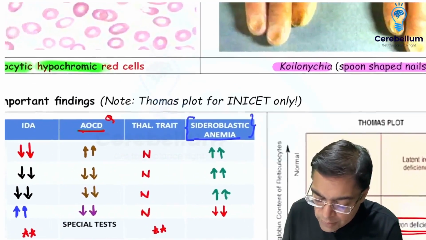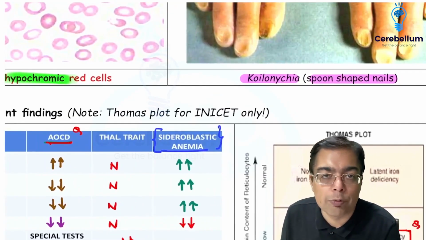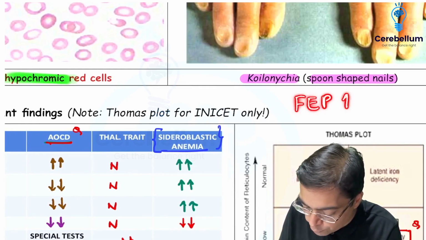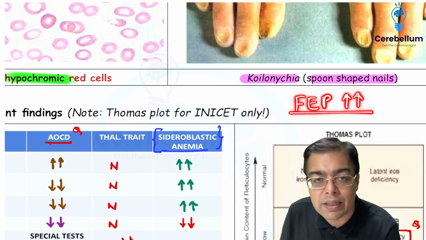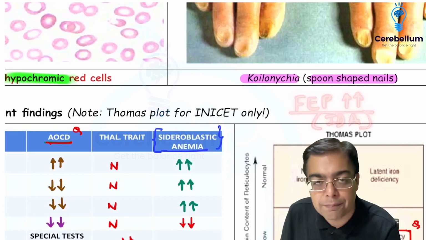Any patient who's going to be having iron deficiency is going to be having more availability of protoporphyrin. So the patients are going to be having free erythrocyte protoporphyrin levels which are going to be increased in them. That's a feature of iron deficiency anemia.